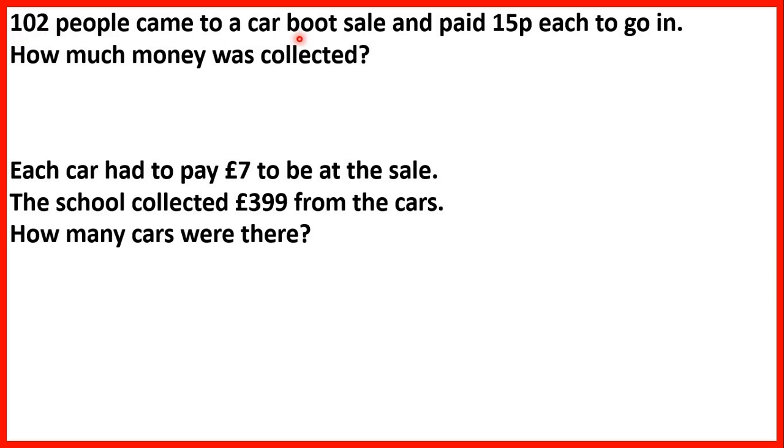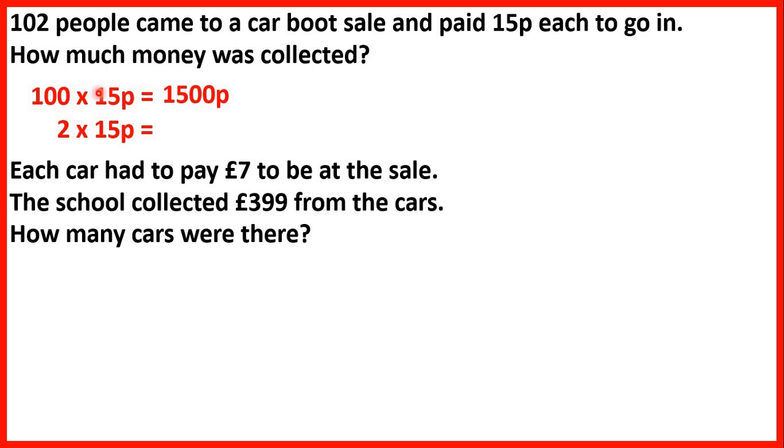102 people came to a car boot sale and paid 15 pence each to go in. How much money was collected? So we need to work out 102 times 15 pence. Now we could use column multiplication for that, but 102 is close to 100. So if we work out 100 times 15 pence, and then work out 2 times 15 pence, we can add up our totals to get our answer for how much money was collected.